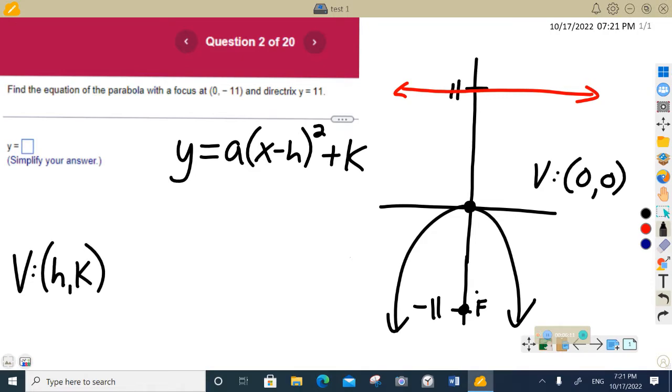Okay? Now, your a is actually based off of the p. P is the distance between the vertex and the directrix, or the distance between the vertex and the focus. They are equally distant from the vertex. So P is just a distance. So that's going to be 11. So we know P is 11.